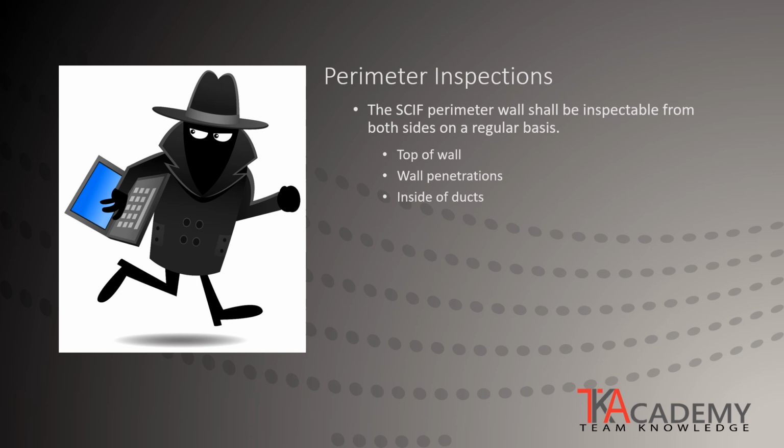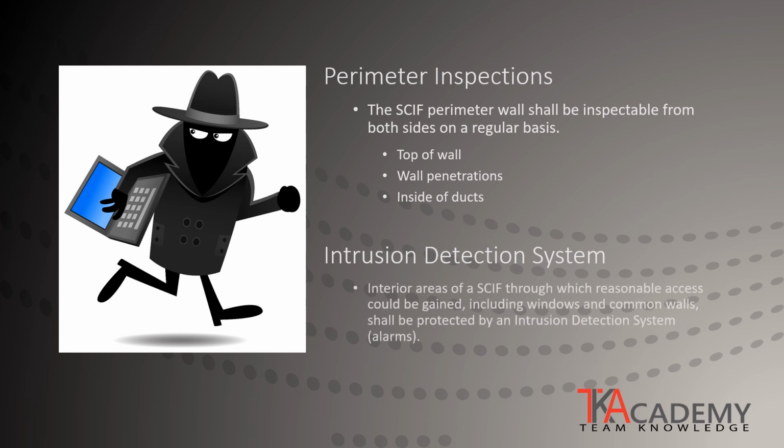The SCIF perimeter must also include intrusion detection systems or alarms. This is especially critical when a SCIF is adjacent to public areas or on the first floor of a building. Interior areas of a SCIF to which reasonable access could be gained, including windows and common walls, shall be protected by an intrusion detection system.